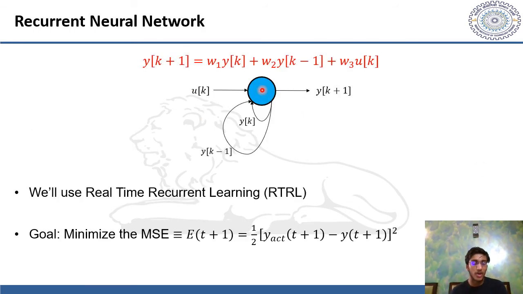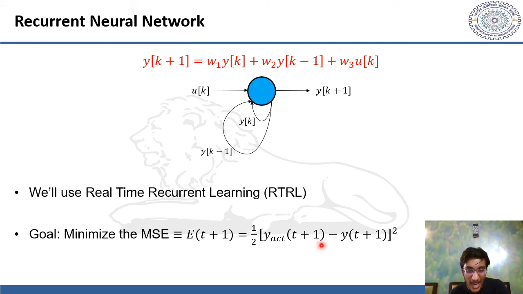We use the following recurrent neural network, which has a single neuron, and therefore in this particular case we wish to determine these weights w1 and w2 in order to update the weights of this particular recurrent neural network, because the goal of this particular problem is to minimize the mean squared error, that is e of t plus 1, which is equal to half times y actual of t plus 1 minus the y of t plus 1.